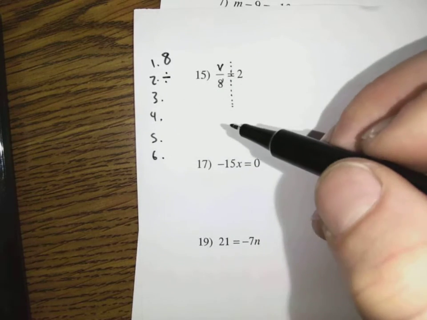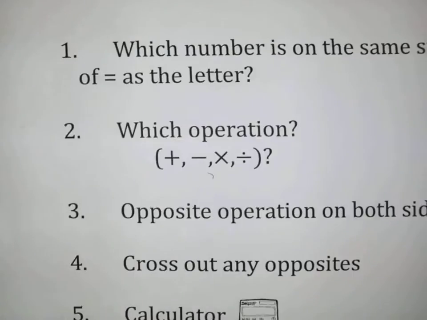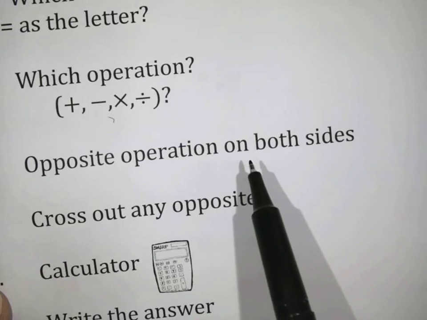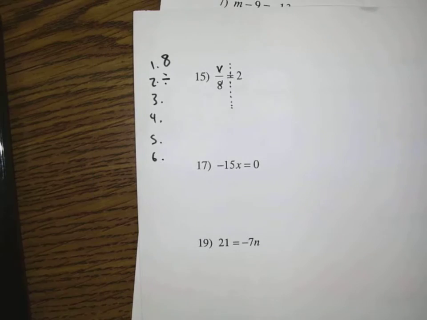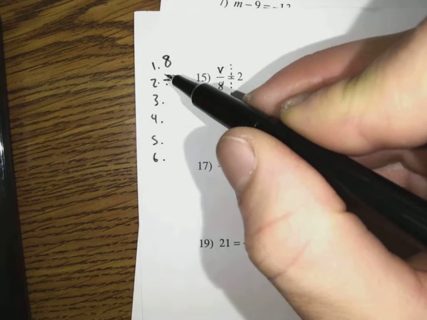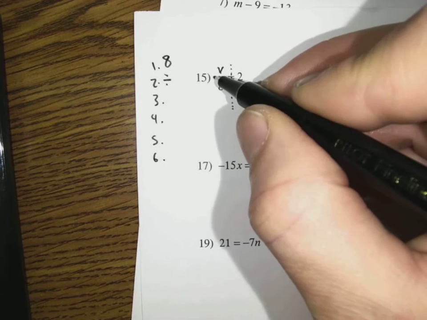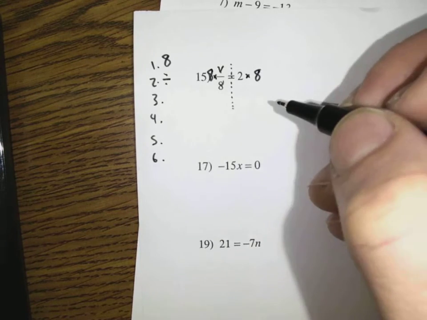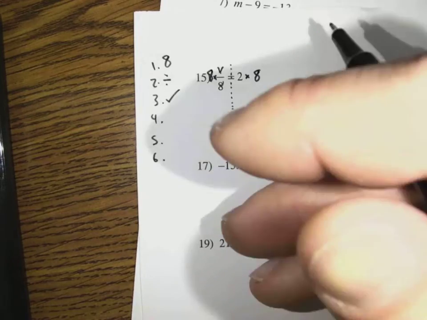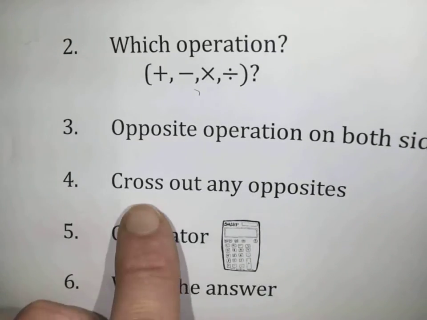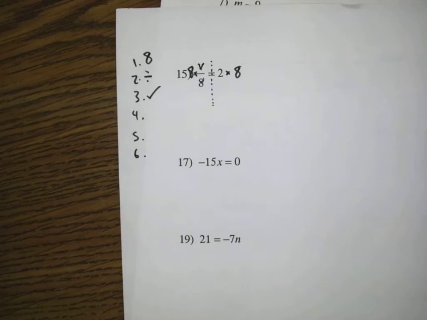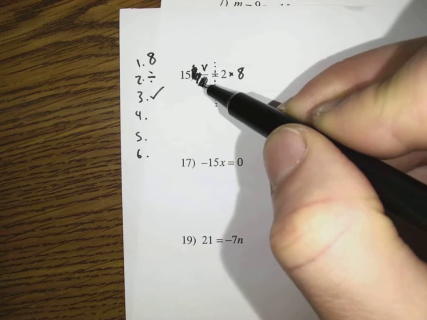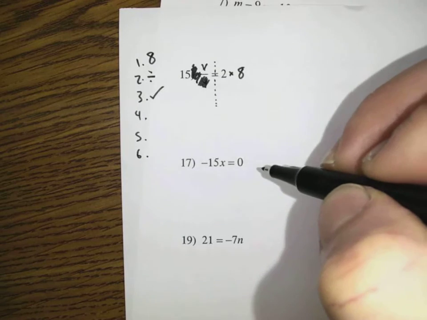All right. So the next thing we say is, what's the opposite operation? And we're going to perform that on both sides of the equation. So the opposite of dividing by 8 is multiplying by 8. So we're going to multiply by 8 on both sides of the equation. We are going to cross out any opposites. The opposites are timesing by 8 and dividing by 8. They're opposites of each other.